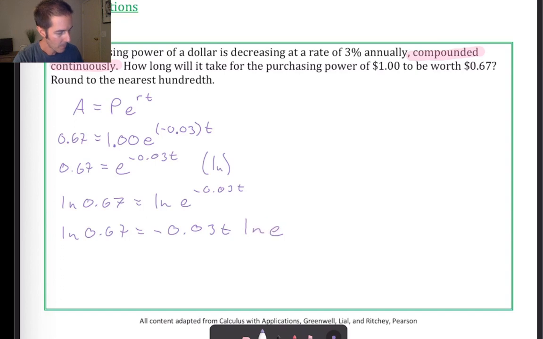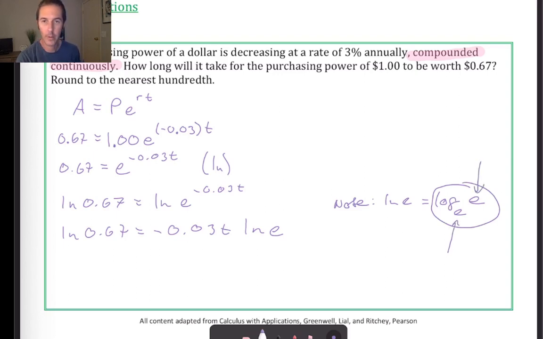But remember that natural log is the same thing as log base e. Let's put a little note that the natural log of e is the same thing as the log base e of e. And log base e of e is actually asking us a question. What this says is e to what power equals e? And the answer is 1. So the natural log of e is equal to 1.